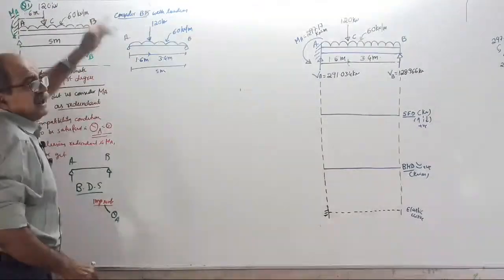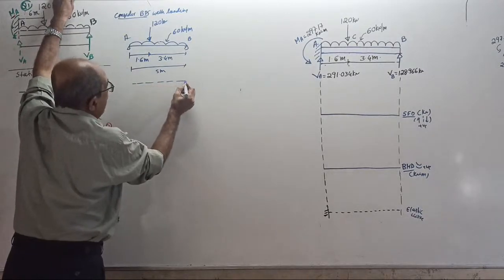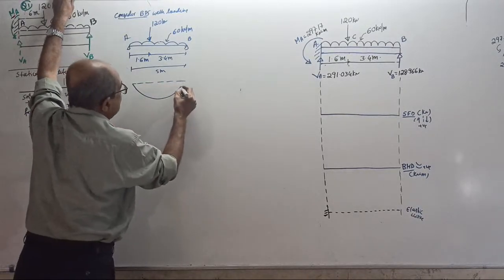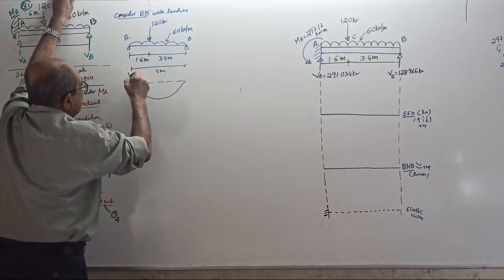Now, remember, I want the elastic curve. See, the beam will bend this way. So, this is the point A. At A, draw a tangent.